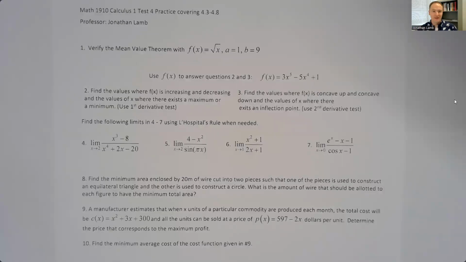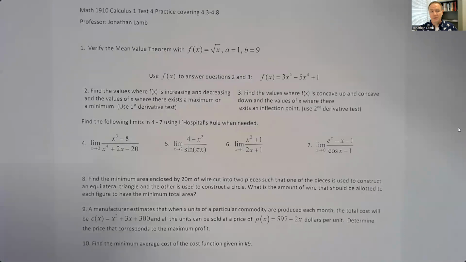Hi all, let's take a look at your practice for your fourth test of the semester. Remember, this one will be covering sections 4.3 through 4.8. It's our shortest test of the semester by a considerable margin. So just please make sure that you do understand each of the problems on the test though, because since there's a reduced number, only 12, they'll be worth more each question.